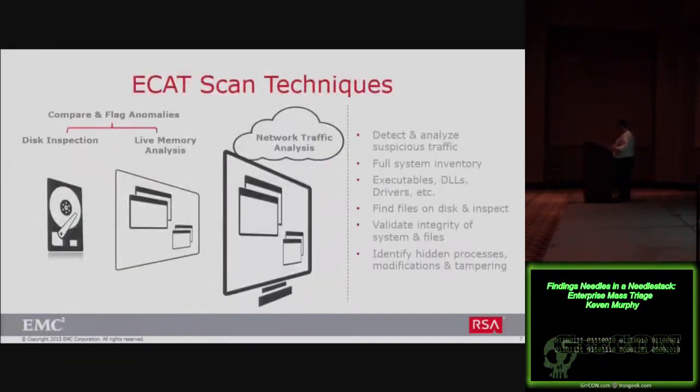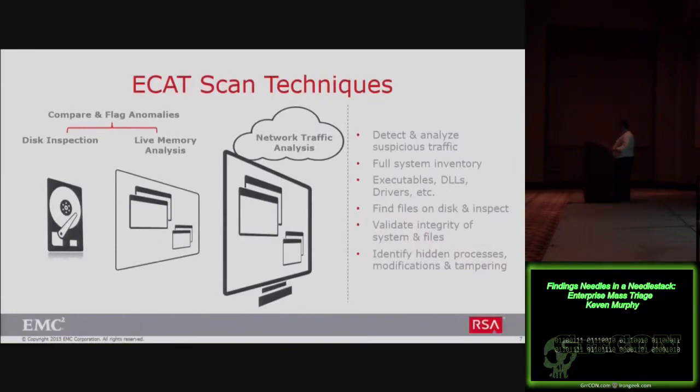Some of the techniques it uses: it has disk inspection and live memory analysis. What we mean by that is if you're running Adobe, for example, and you opened up a PDF, and that PDF does a buffer overflow of some kind and inserts a DLL or executable into memory, ECAT's going to detect that. It's going to save that malicious code off the disk and upload it to the server.